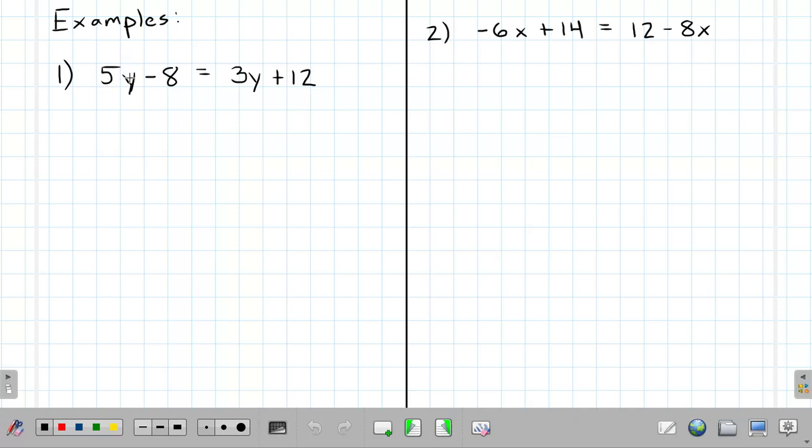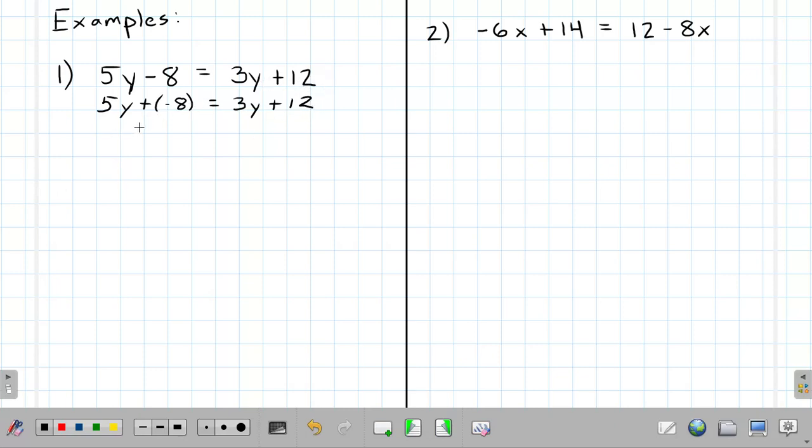We start off with number 1. We have 5y minus 8 on the left, and we're told that equals 3y plus 12. This next step isn't 100% necessary, but I like doing it because I like seeing what's positive and what's negative, and I like having addition everywhere, in case I need to flip terms around. So I'm going to rewrite this equation using sums. Right here, all I did was write it as a sum.